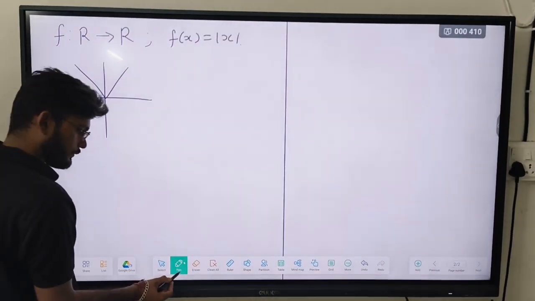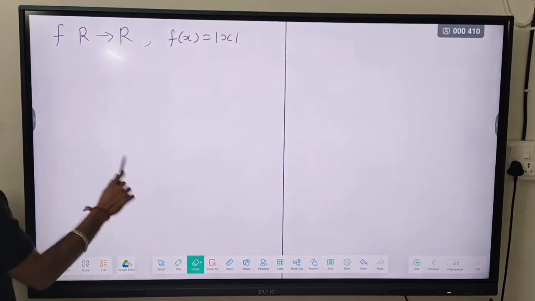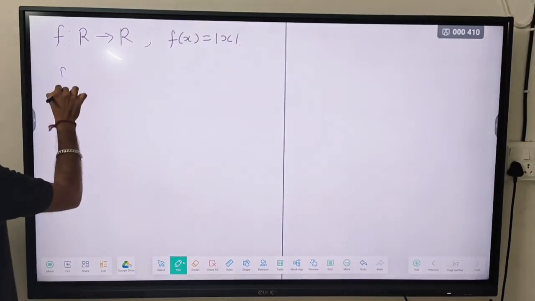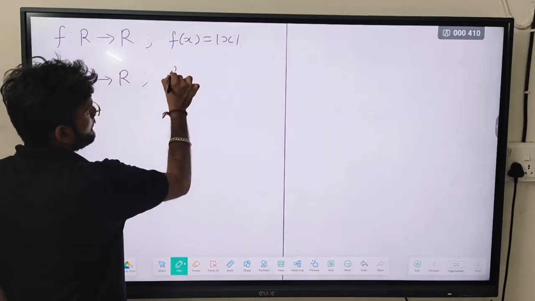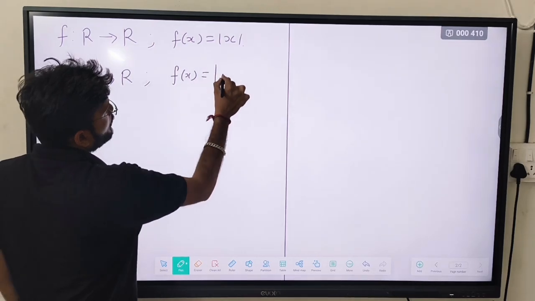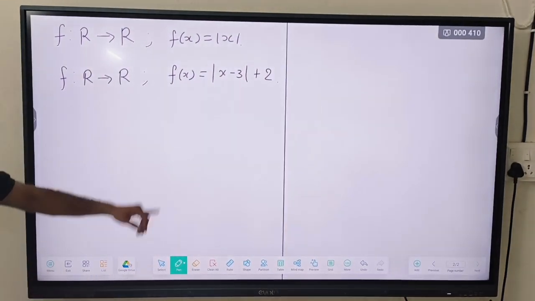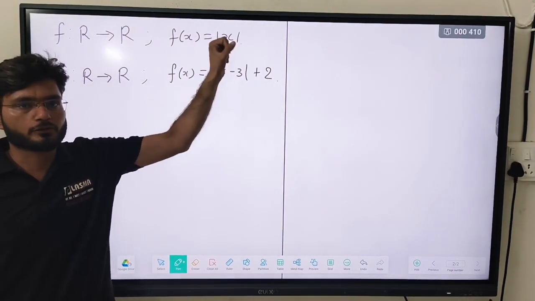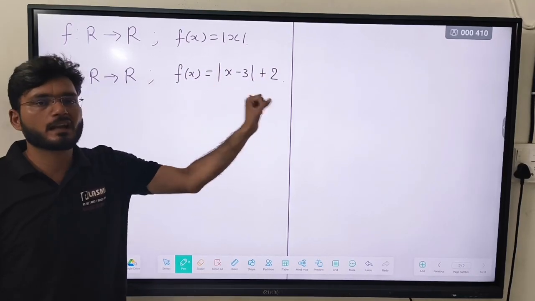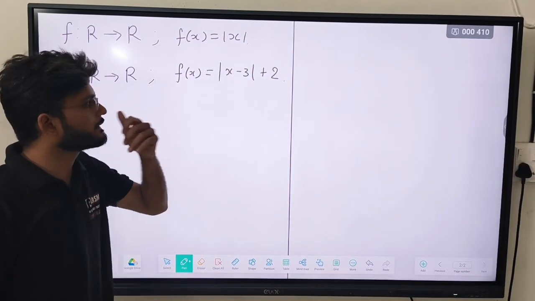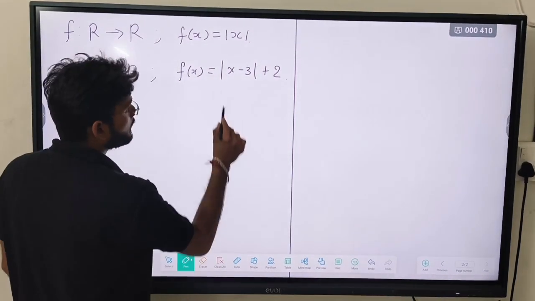Now, in this lecture, we are going to discuss the graph of the function f, which is defined from R to R and defined by f(x) = mod of (x minus 3) plus 2, right? We already know the graph of the mod function, and using that concept, how to draw the graph for this function, this is what we are going to learn. First of all, we'll unfold this function f(x).